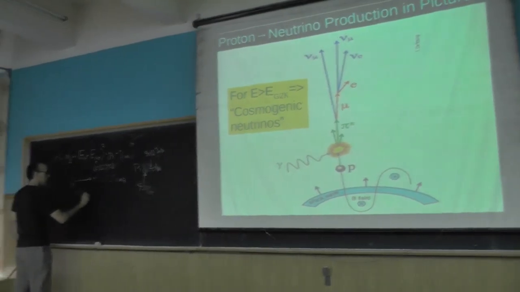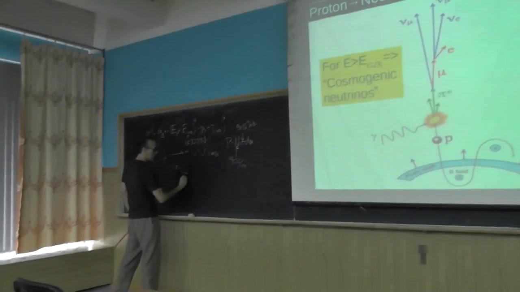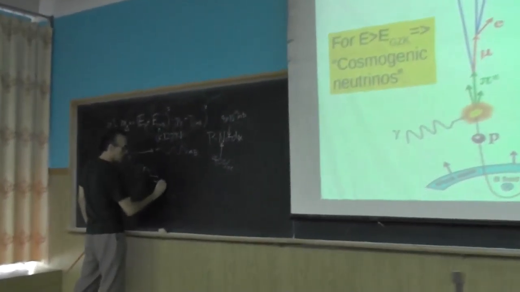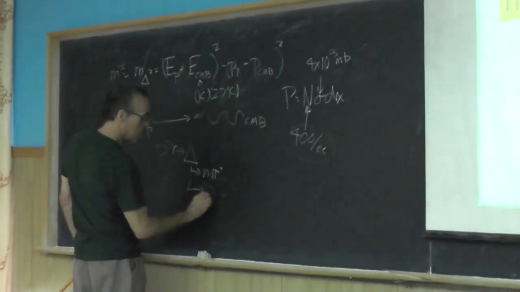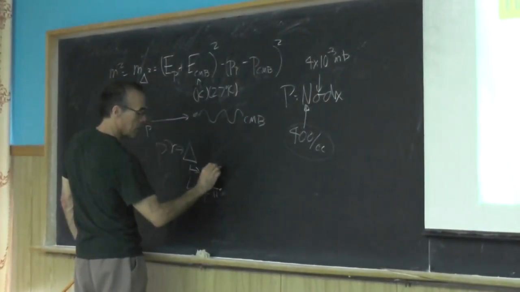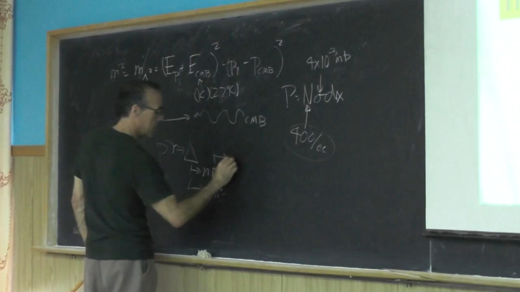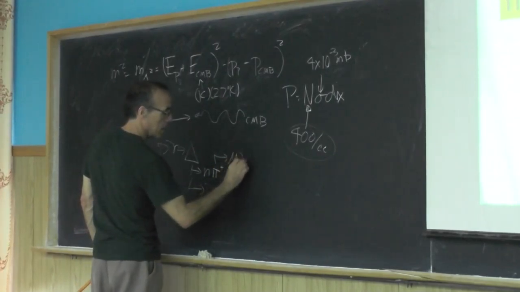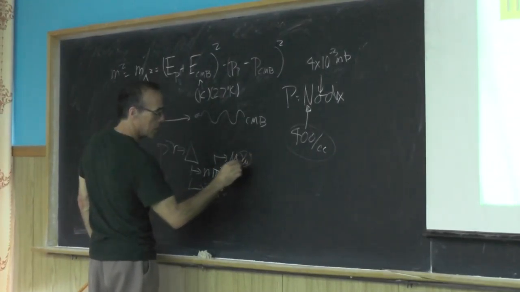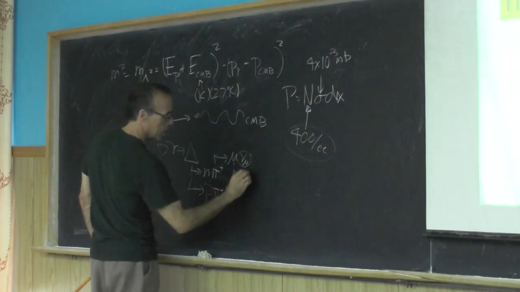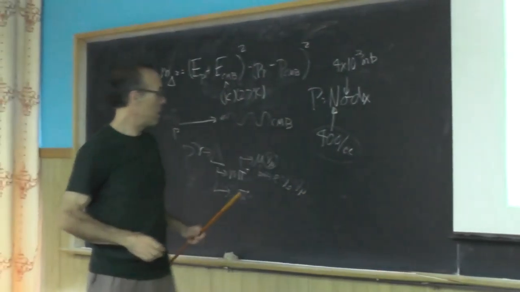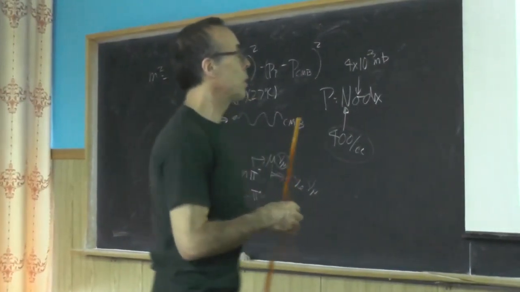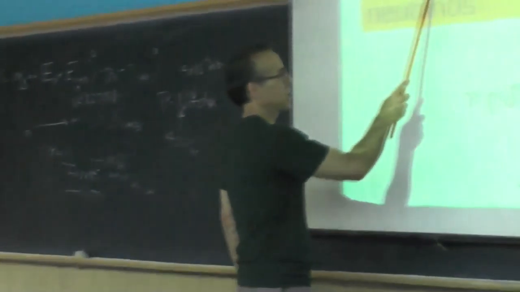Because you get this interaction, P gamma going to delta, the delta will then decay into N pi plus, or P pi zero, and if it goes to N pi plus, then the pion gives you a muon and a muon neutrino, which you can hope to measure. The muon also gives you an electron, an electron neutrino and a muon neutrino. And these are the so-called cosmogenic neutrinos.